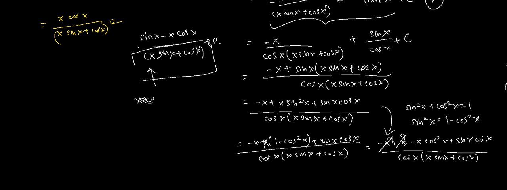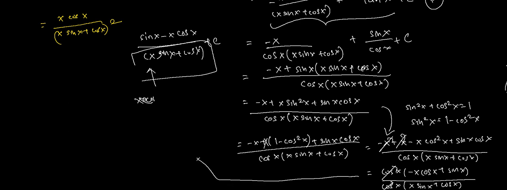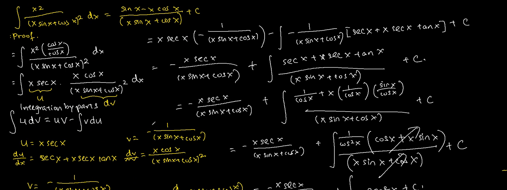Cancel the x out because minus x plus x is equal to 0, and then we can factorize the cosine x out. So that will be cosine x bracket minus x cosine x plus sine x over cosine x bracket x sine x plus cosine x. So we cancel the cosine x out, and then this gives us sine x minus x cosine x over x sine x plus cosine x, which we have proven from the question: the integration of x squared over (x sine x plus cosine x) squared dx is equivalent to sine x minus x cosine x over x sine x plus cosine x plus c.